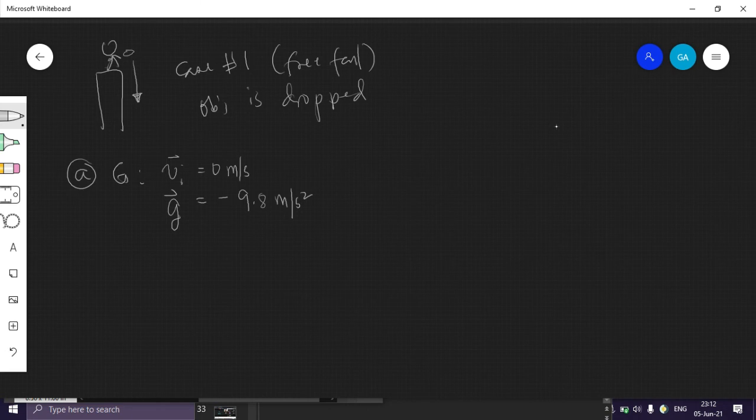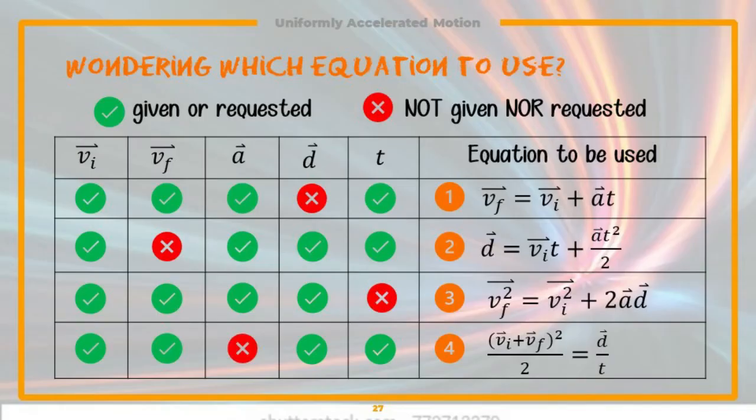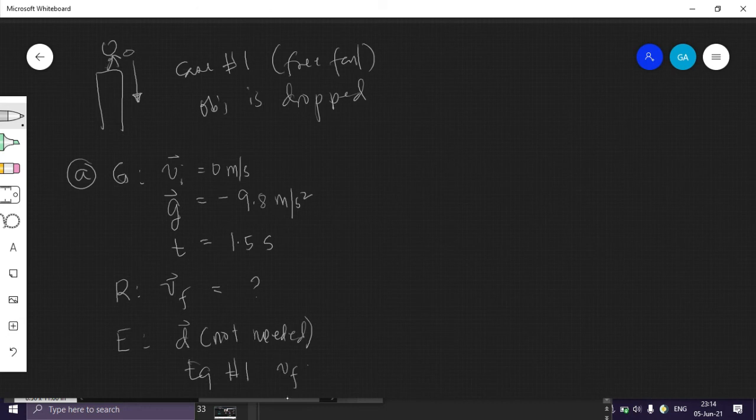And in letter A, you have there the time of 1.5 seconds. For the required to find, hinahanap natin dito yung velocity ng coin after 1.5 seconds. For the equation, ang nawawala dito is the displacement. So, D is not needed. Hindi natin kailangan si D, so we will use equation number 1. That will be VF is equal to VI plus GT. G because this is in the vertical dimension. So, solve na natin siya.